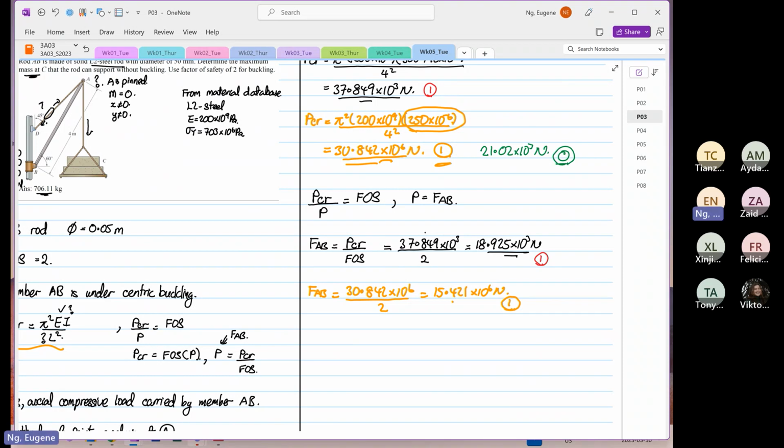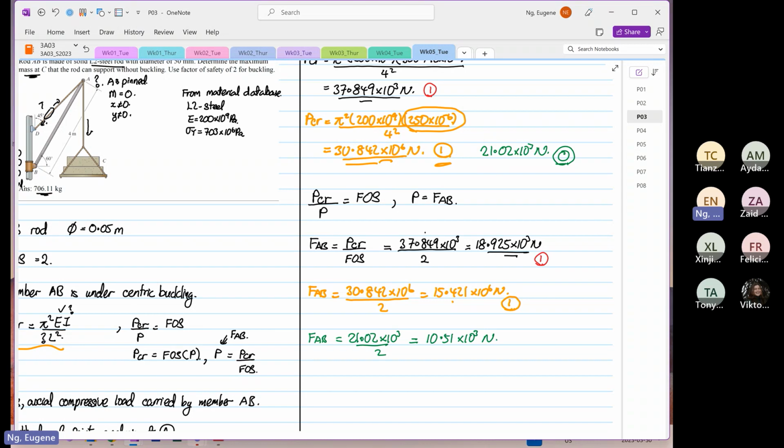The correct or wrong answer, when I say correct or wrong answer, is because of the 250 times 10 to the power minus 6. You got 30.842 times 10 to the power 6 Newton. That by right should be the answer. But somehow your answer happened to be 21.02 times 10 to the power 3 Newton. So let's say now you calculate this value. So FAB is equal to 21.02 times 10 to the power 3 and then divide by 2. Okay, so you do 21.02 times 10 to the power 3 divided by 2, and now your answer over here is 10.51 times 10 to the power 3 Newton.